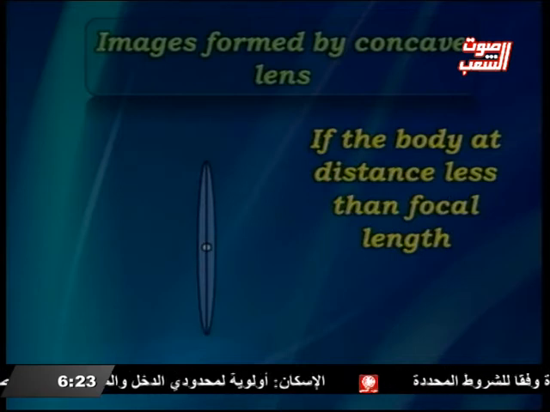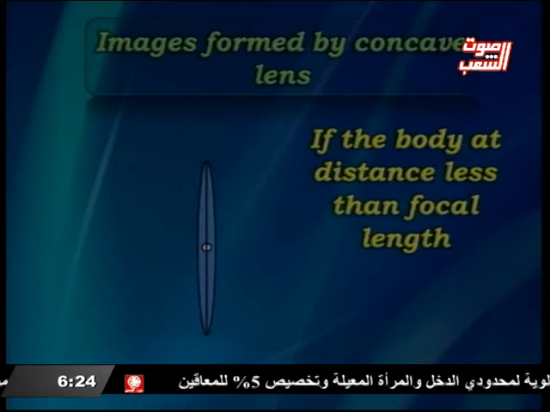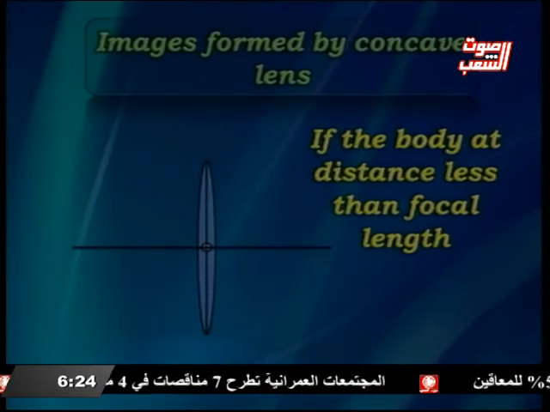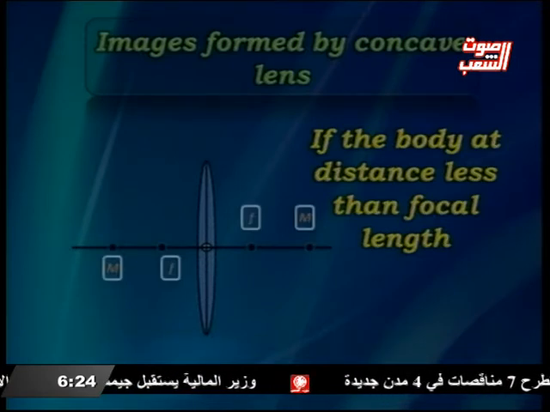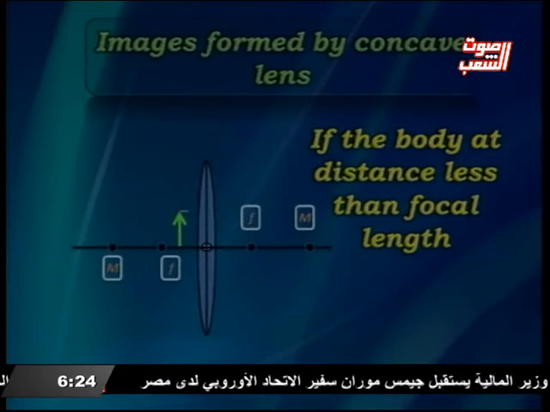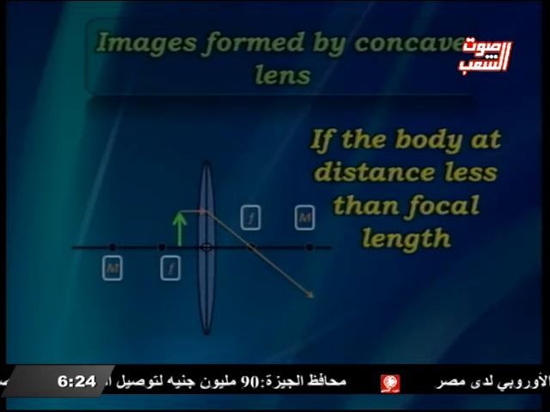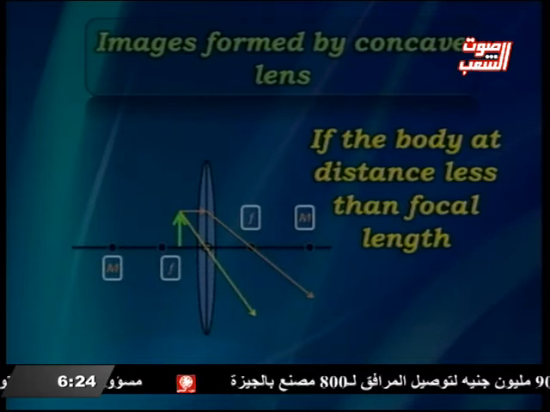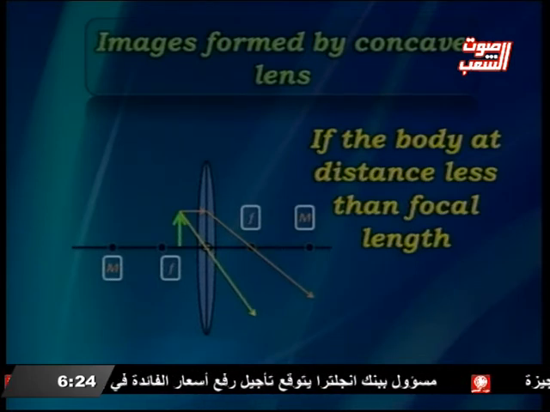Another case, the last one: if the body distance is less than the focal length. If I have the principal axis, and we have 4 points like this, F and M, the same as every case we have. Here the first ray passes like this and moves, passing through the focus after refraction. The second one passes through the optical center. What will happen after that? Like the concave mirror, excellent.